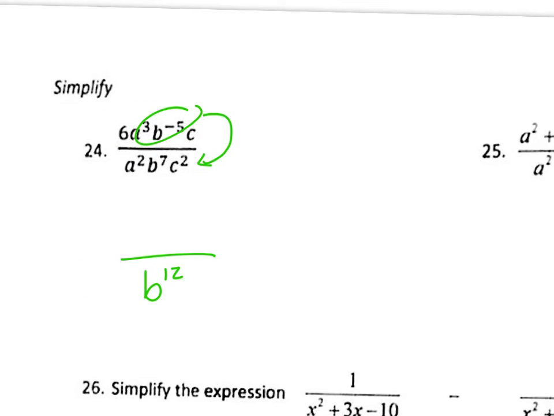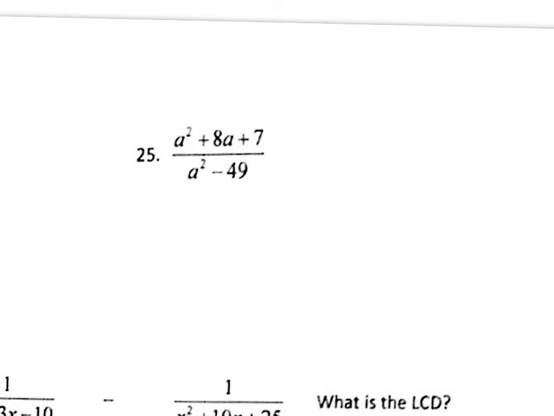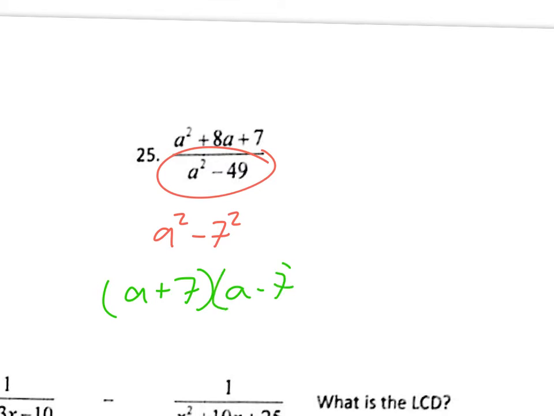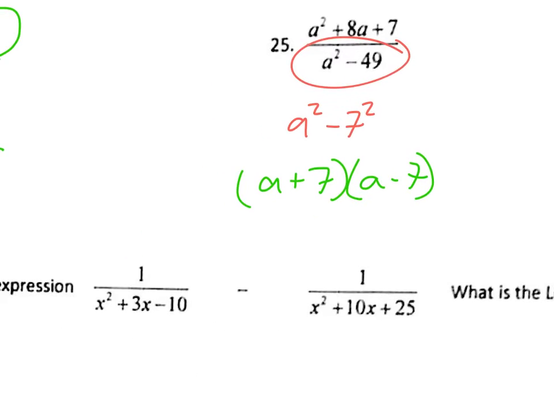25, look at it and first factor your top. So look at your term on the right. What multiplies to give you 7 and adds to give you 8? And then if we think about this term on the bottom, we have a squared minus 7 squared. Since you have a difference of squares there, we know that that's going to turn into a plus 7 and a minus 7. And you'll probably see it cancel out with something on top, or divide out.